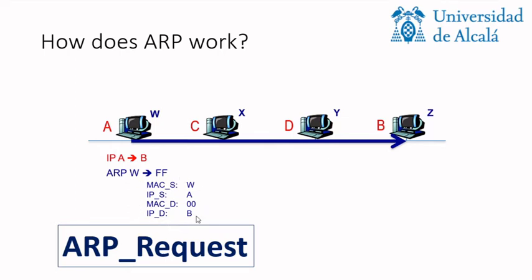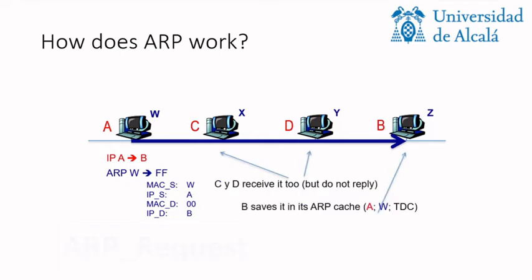Inside the request, we have the following information. We have the source MAC, destination MAC, and the destination MAC is unknown, so we set it to 0, and the source IP and destination IP. This ARP request will reach all hosts in the network because it's broadcast. Even if C and D receive it, they will not reply, because they check it and it is not meant for them, okay, so they just ignore it. But B realizes that this ARP request is for him or her and saves it in its ARP cache.